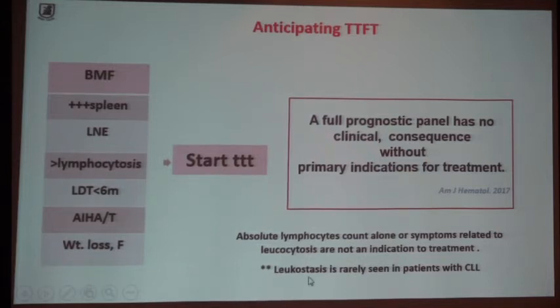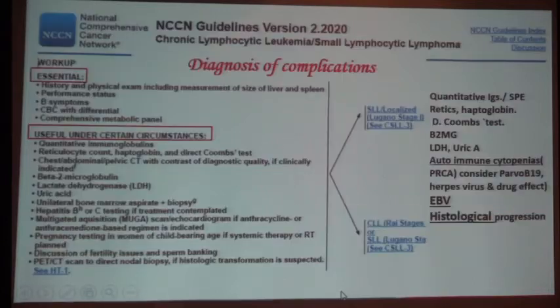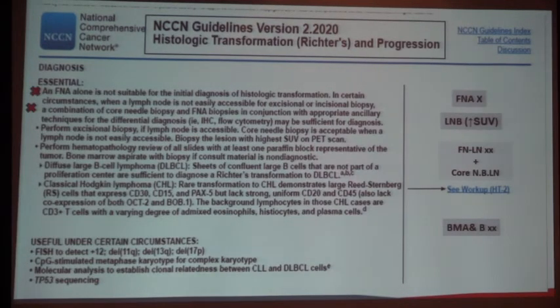Leukostasis is rarely seen in cases of CLL, not like other leukemias. We should diagnose the complications. Our complications range from immune disorders and viral infections, since the patient is usually immunocompromised, so we may have pure red cell aplasia when the patient has parvovirus B19, herpes virus, as well as EBV, and of course histological progression, which is very, very aggressive.